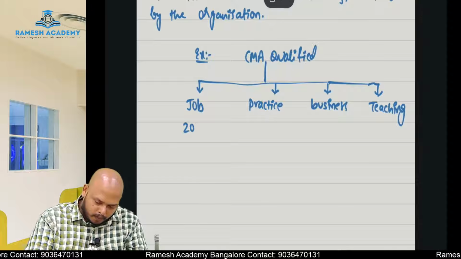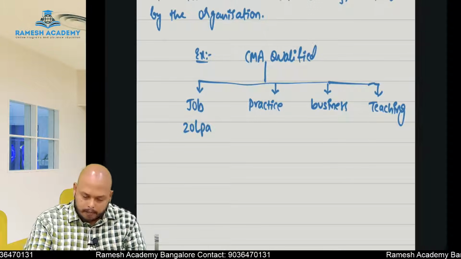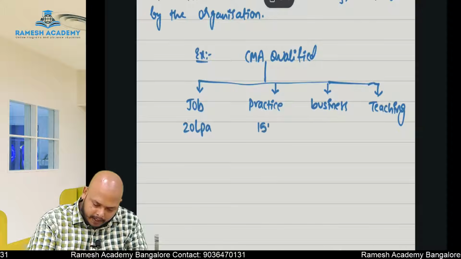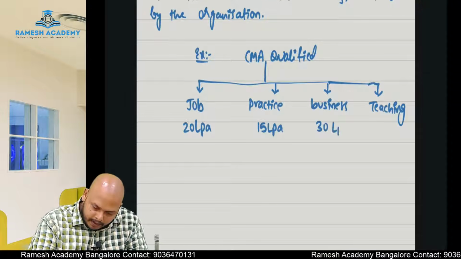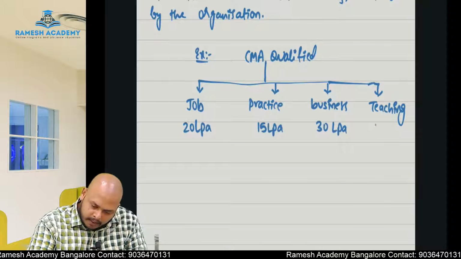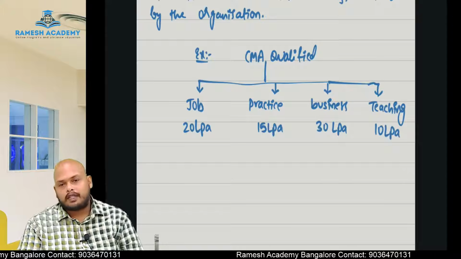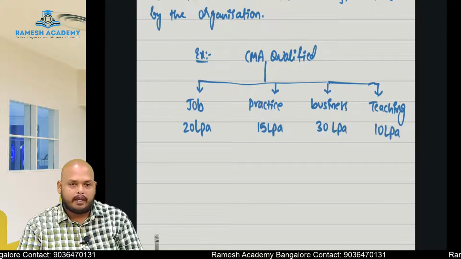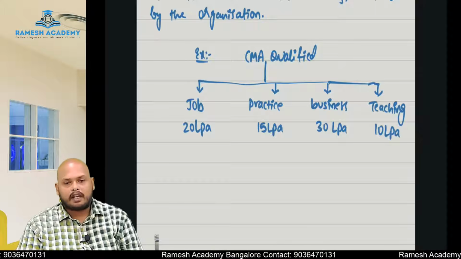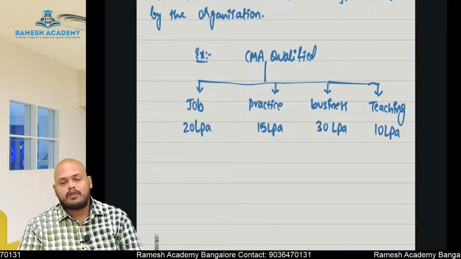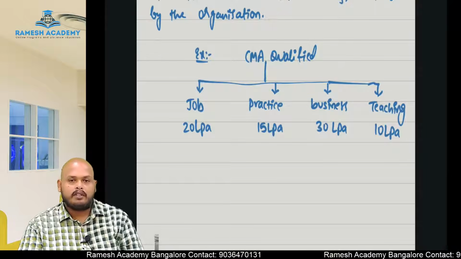By doing a job, you will get 20 lakhs per annum. By doing practice, you will get 15 lakhs per annum. By doing business, you will get 30 lakhs per annum. By teaching, you will get 10 lakhs per annum. So these are the four options in front of you after qualifying CMA. A person cannot choose all four options. He has to choose any one option out of these four.